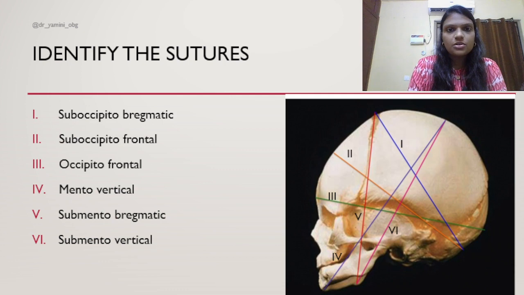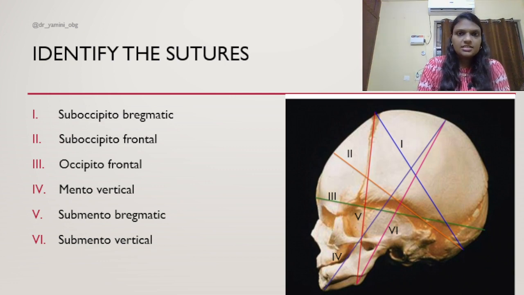The fifth one is the submentobregmatic, which measures about 9.5 centimeter. The sixth one is the submentovertical. These are the various diameters of the fetal skull.